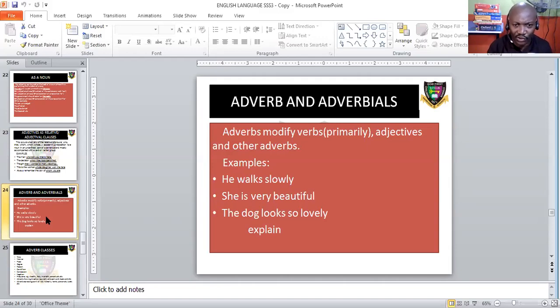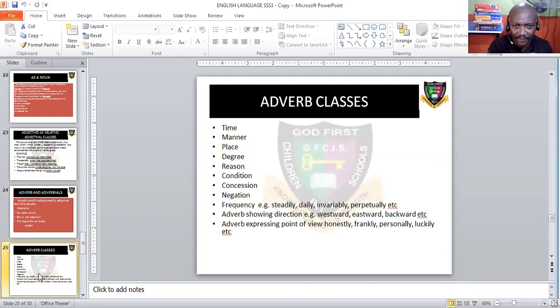The dogs look so lovely. We see so, which is an adverb of degree, pre-modifying another adverb there, lovely, which is an adverb of manner. So here we can prove the fact that adverbs can modify adjectives, verbs, and another adverb in that regard.